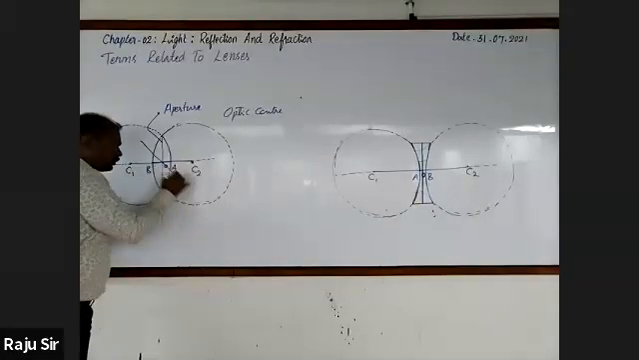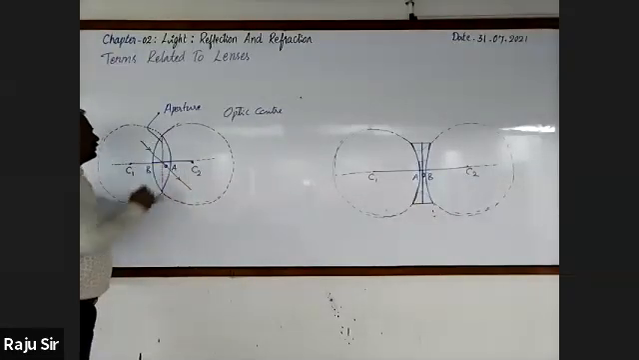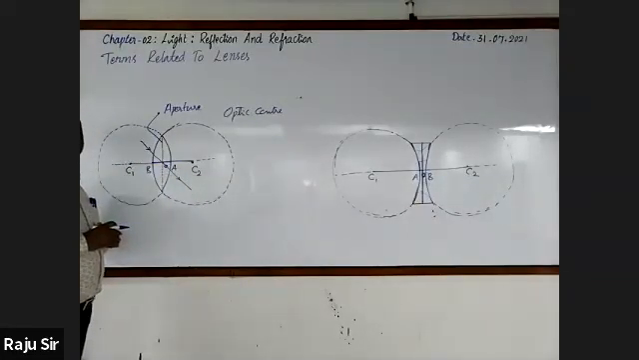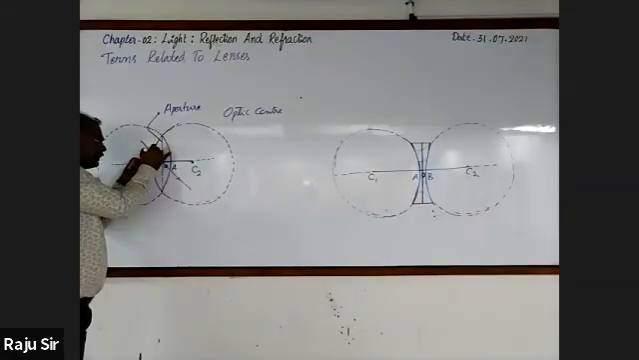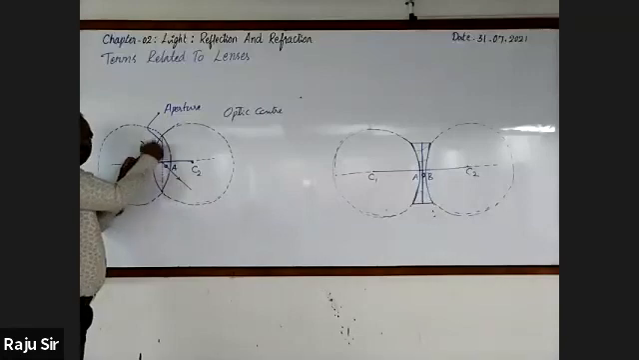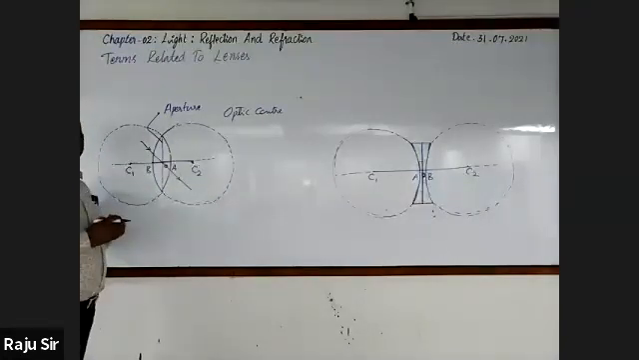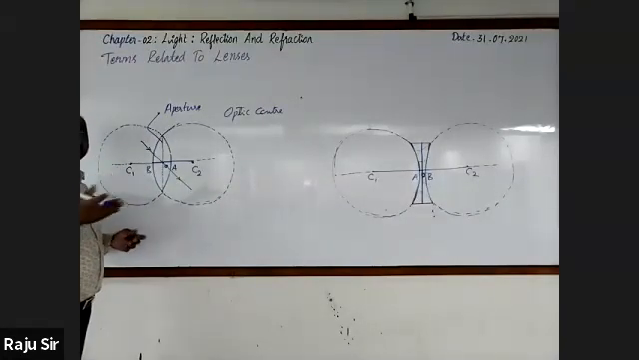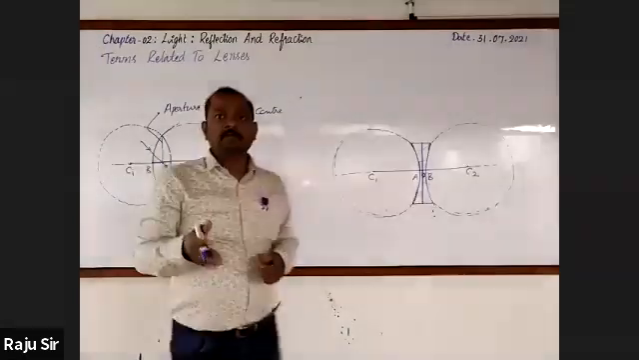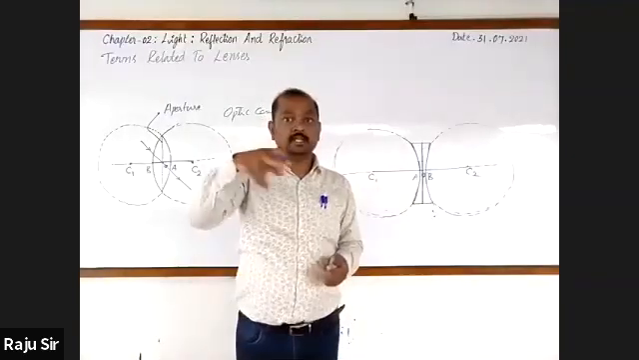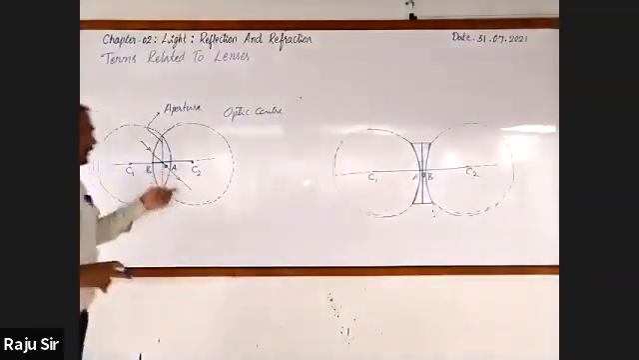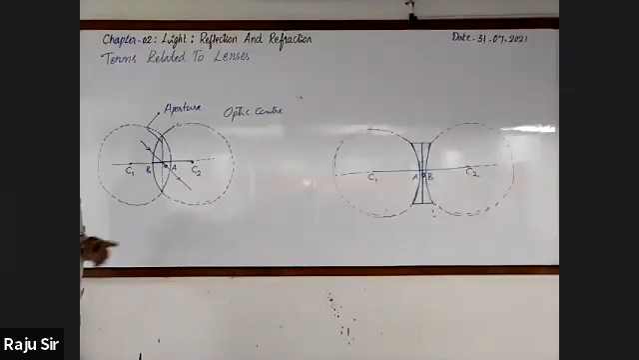it passes through the lens without bending. You know why? The ray of light which is incident at optic center will be perpendicular to the refracting surface of the lens. So when it is incident perpendicularly, then angle of incidence as well as angle of refraction will be 0. So that is why it passes through the lens without bending.